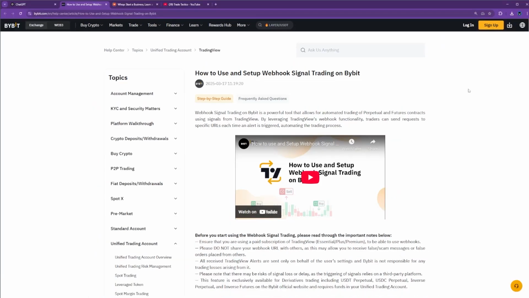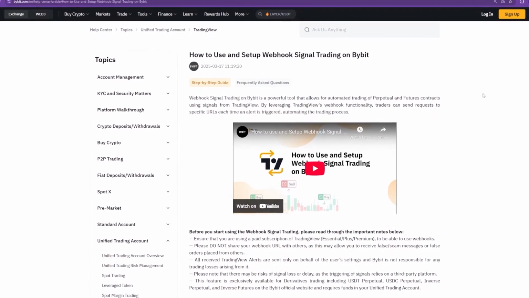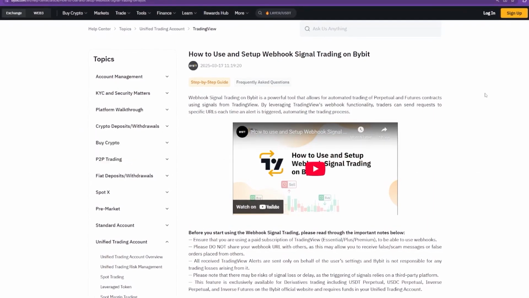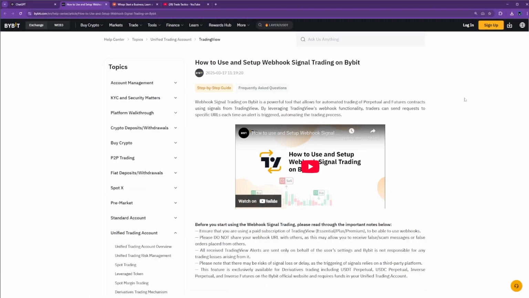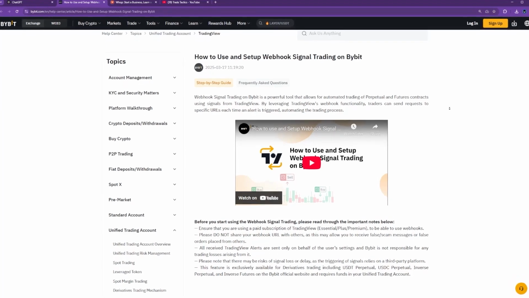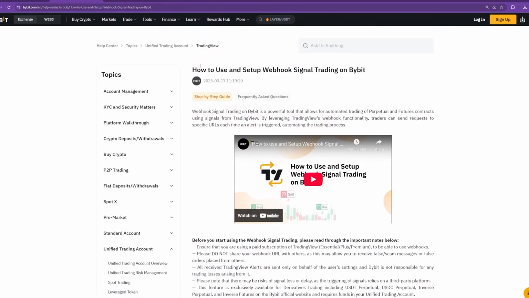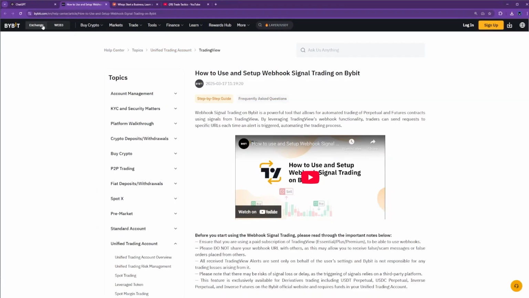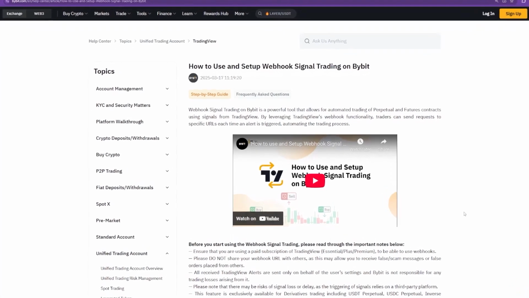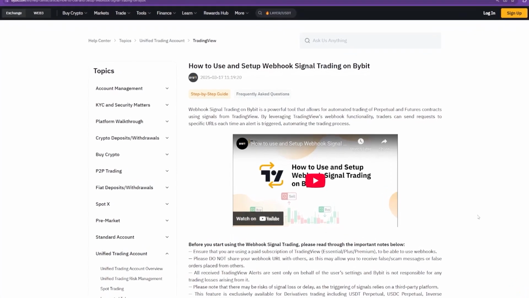And this is the tutorial on Bybit, how to use webhook signal trading from TradingView. You would just set an alert on TradingView that links up to Bybit, and it's a one-to-one link. There's no middleman here. This is a one-to-one setup. There's a full tutorial right here on the page. You can find this on the Bybit website, and they have frequently asked questions, everything you need to know. And this will trade fully automatically hands-off for you.